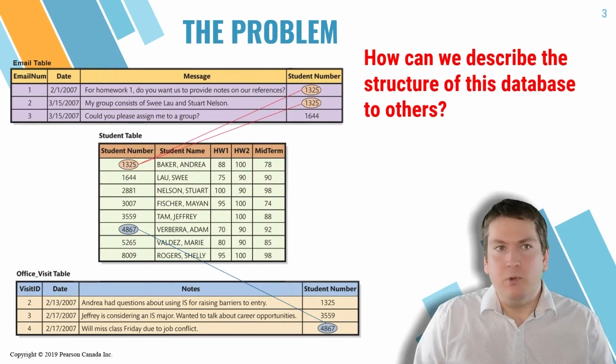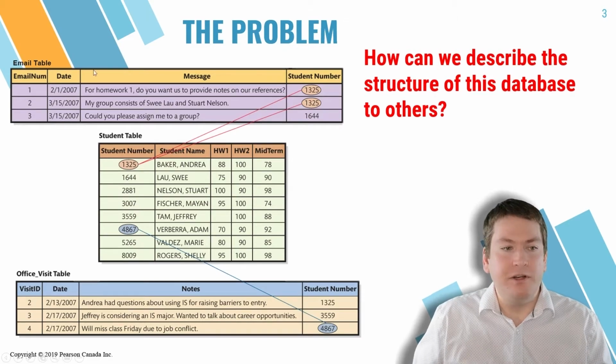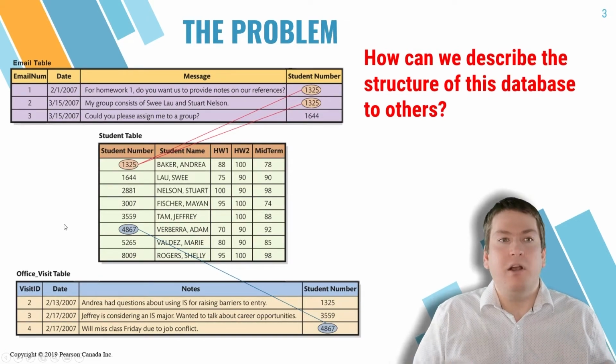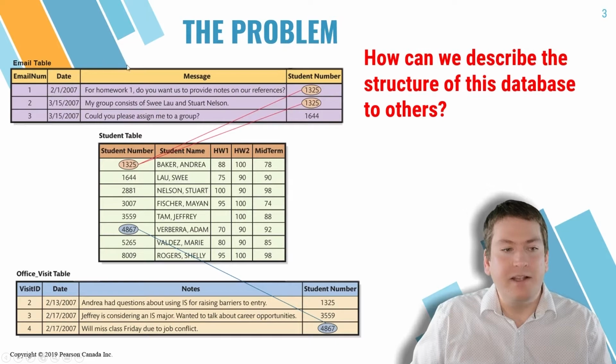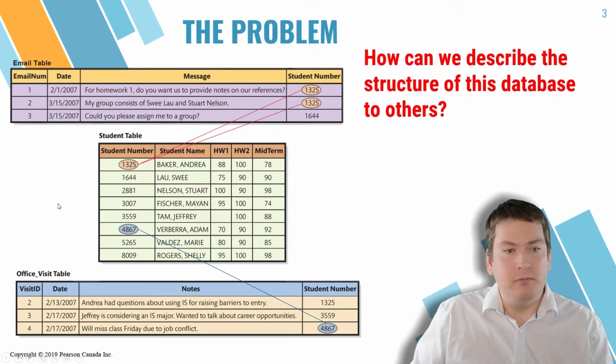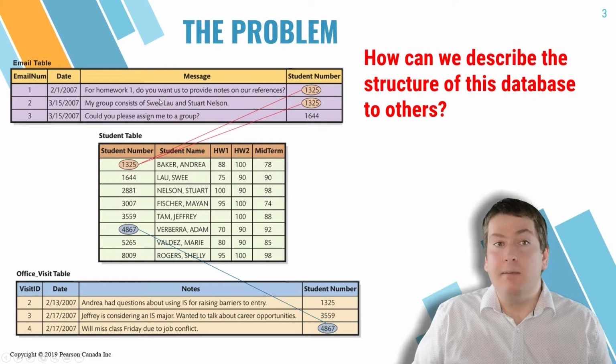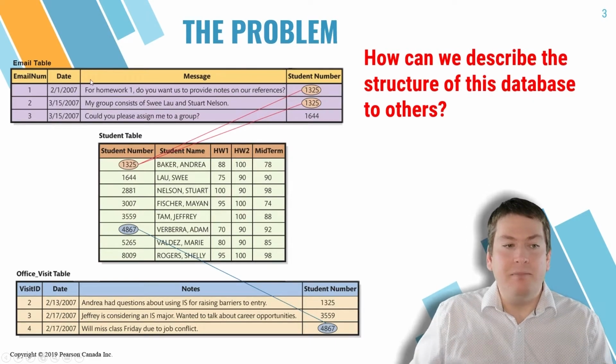So in this example, we talked about databases. We talked about different tables. Each one of these boxes here is a different table. We have the email table, we have the student table, and we have the office visit table. When we're talking about a data model behind a database, in terms of entity relationship diagrams, instead of tables, we call these entities. So this would be the email entity, this would be the student entity, this would be the office visit entity.